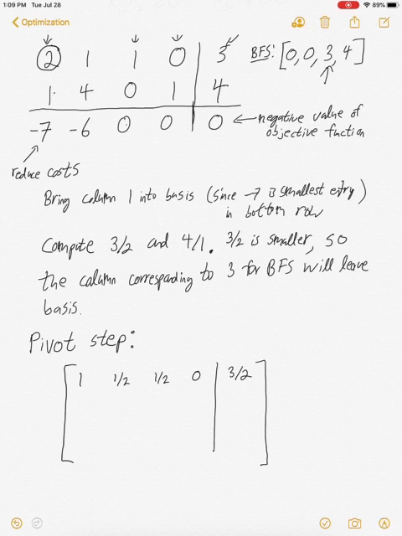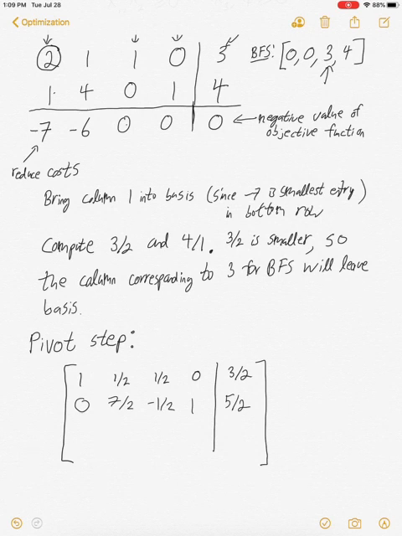Right. Now to zero out the second entry in the first column, I'm going to subtract this row from the second row. So I'm going to take 1 minus 1, that's 0. 4 minus a half is 7 halves. 0 minus a half is -1 half. And 1 minus 0 is 1. And 4 minus 3 halves is 5 halves. All right, so I divided the first row by 2, and then I subtracted the first row from the second row.